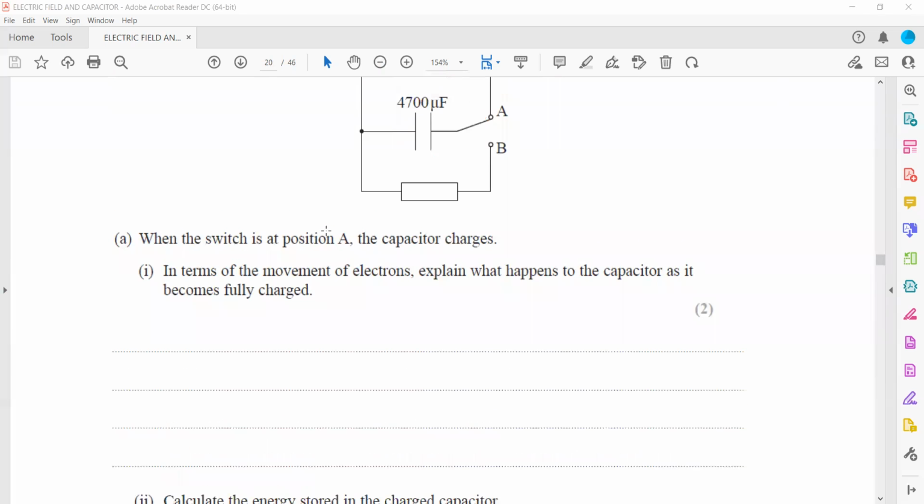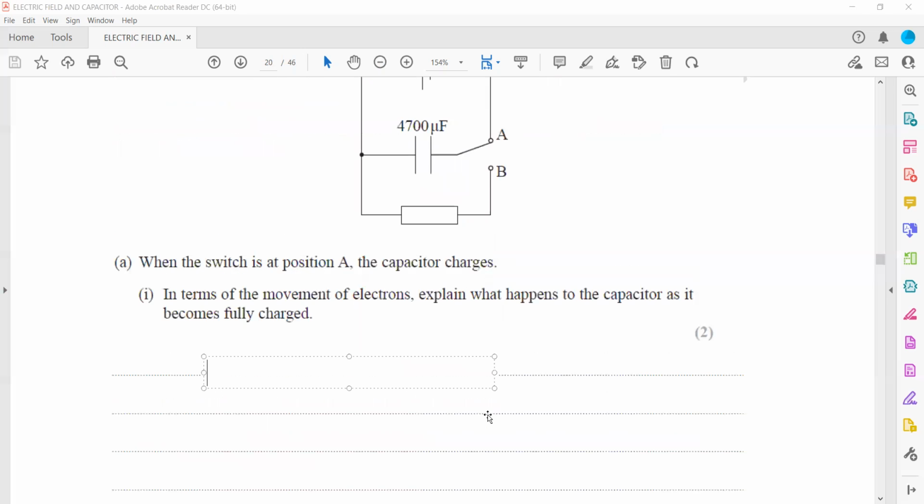So in terms of movement of electrons, as the capacitor becomes fully charged, the rate of electron flow decreases. And electrons move from one plate to another through the external circuit, moving out through the external circuit.